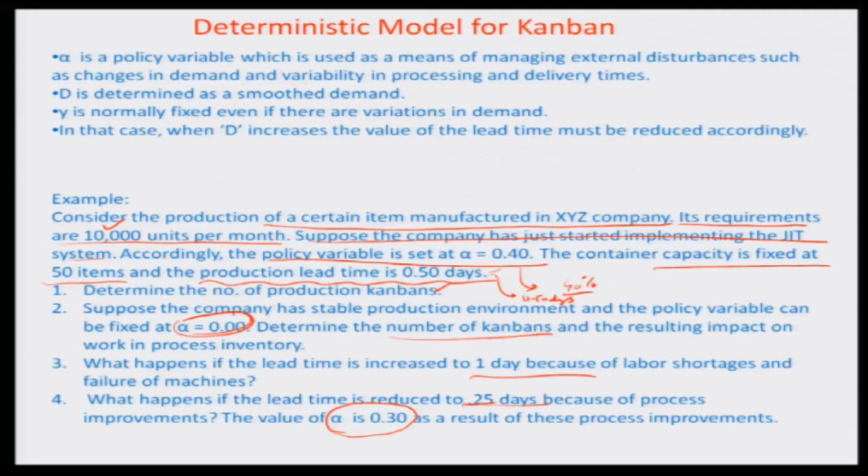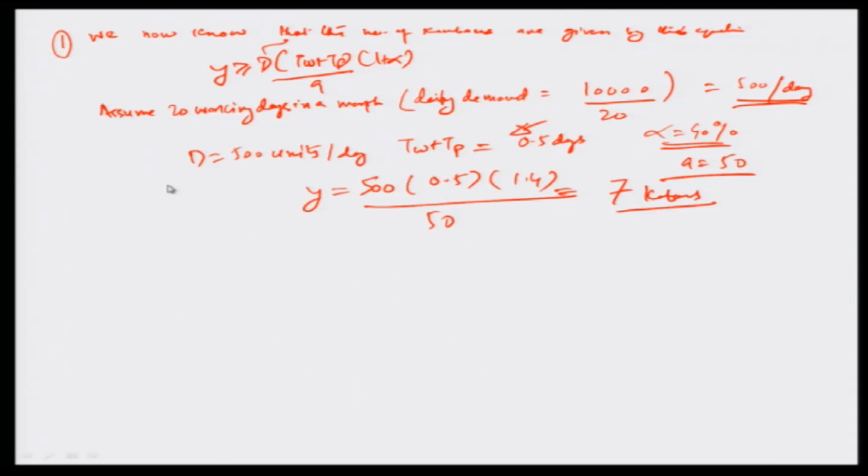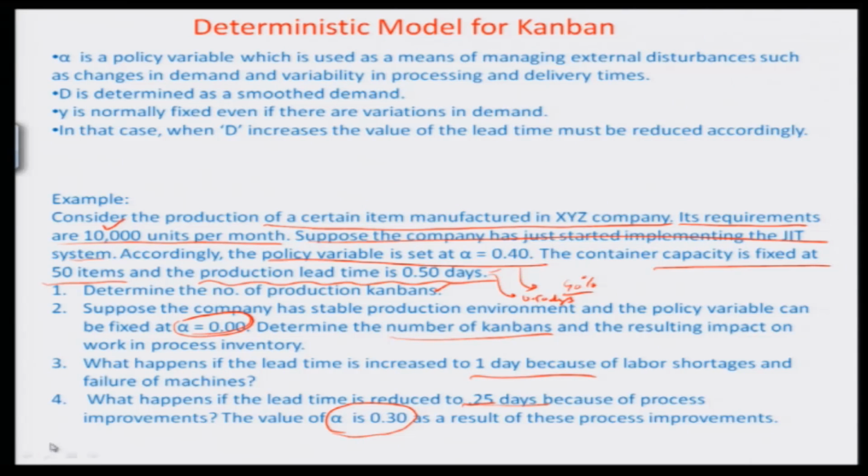So, hello and welcome back to module 47 of Manufacturing Systems Technology. We were at this problem and we were trying to evaluate the number of Kanbans in the situation given in this particular problem statement, where there was a production of a certain item and the demand was given per month, 20 working days a month was assumed, and we wanted to calculate the number of Kanbans given the policy variable, the number of items in one bin, and also the production lead time, which is the Kanban waiting time and the production time.